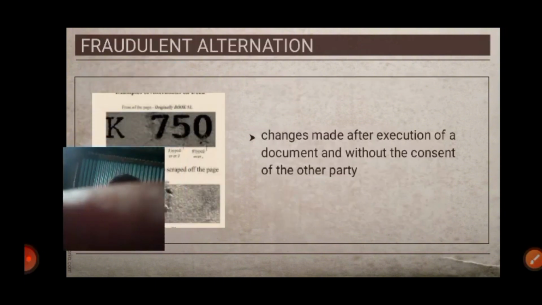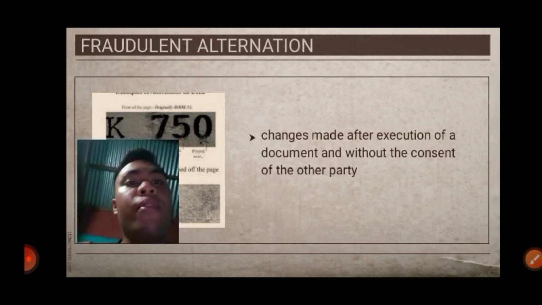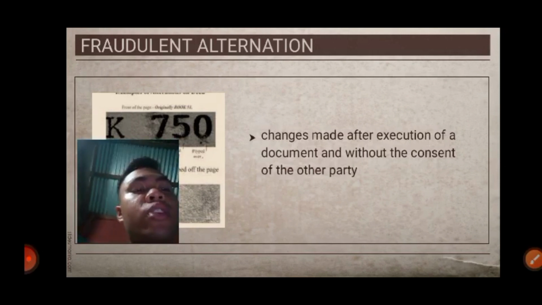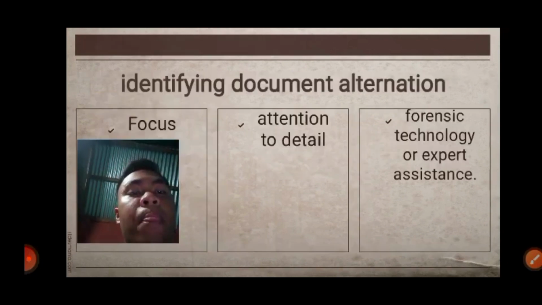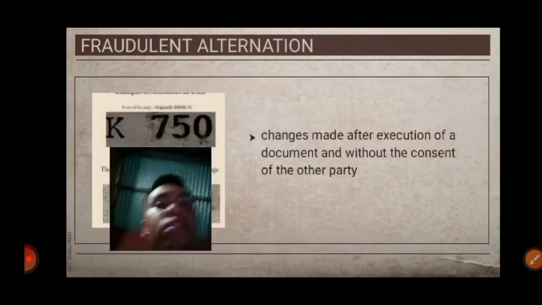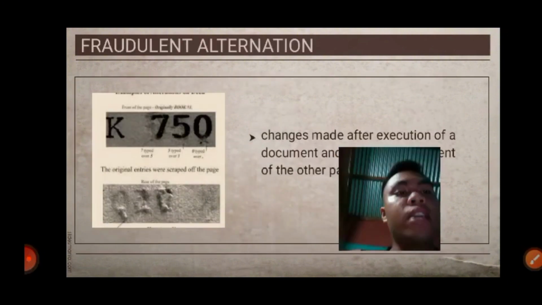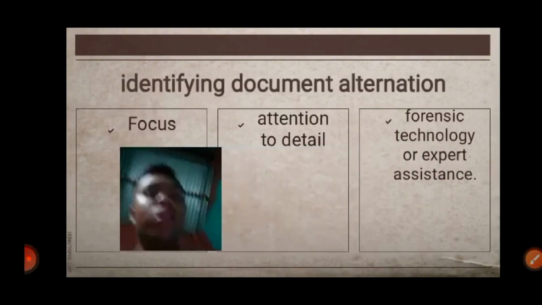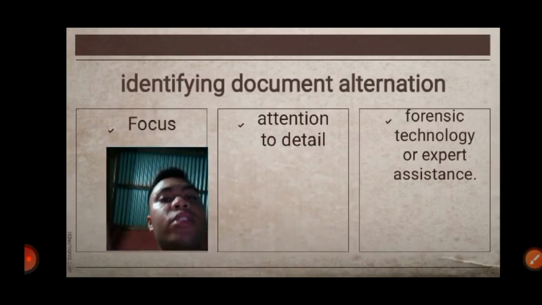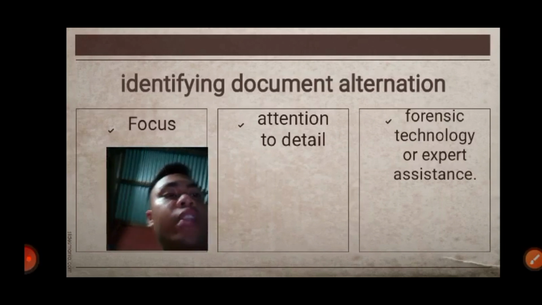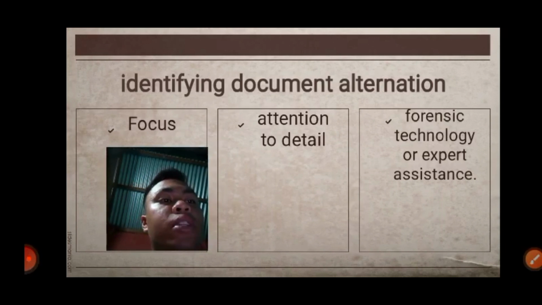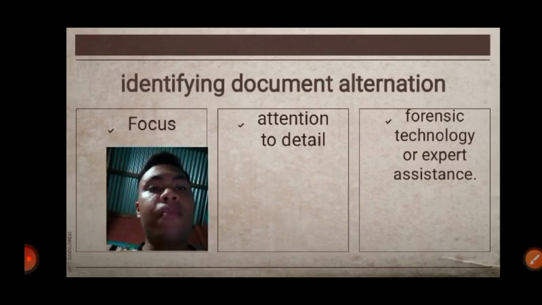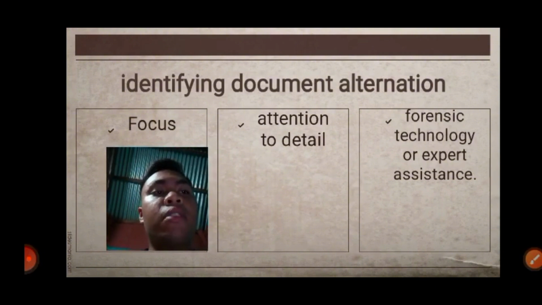So, fraudulent alteration is a change made after execution of a document and without the consent of the party. So, that is what is in the picture. Next is identifying document alteration. First is focus, second is attention to detail, then third, forensic toxicology or expert assistance. And my report will be followed by Ms. Campomanes.